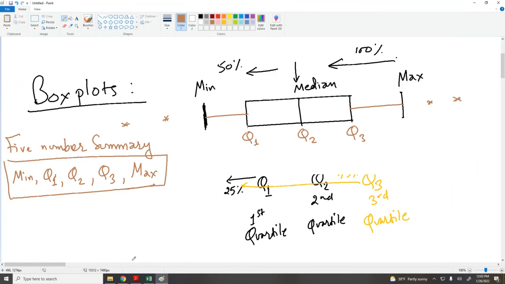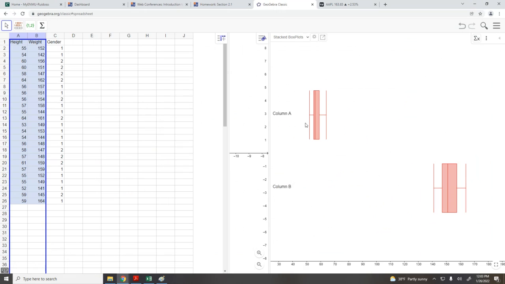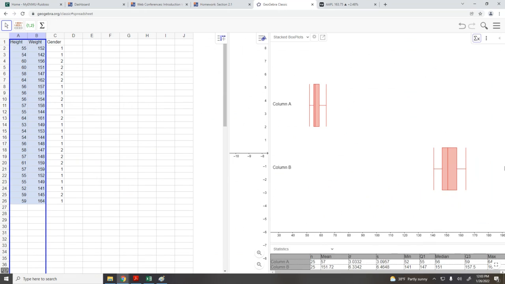Okay, and you can clearly see the 5-number summary over here. If you just go for summation x, then it will show you everything. Now, what I don't like about GeoGebra is that it doesn't let you scroll all the way down. You can see that the total number is 25. There are 25 data sets. Mean of the first column is 57, and 151.72 is the mean weight. Standard deviations are given. The variance is given. Minimum, Q1, median, Q3, maximum, all are given, right?